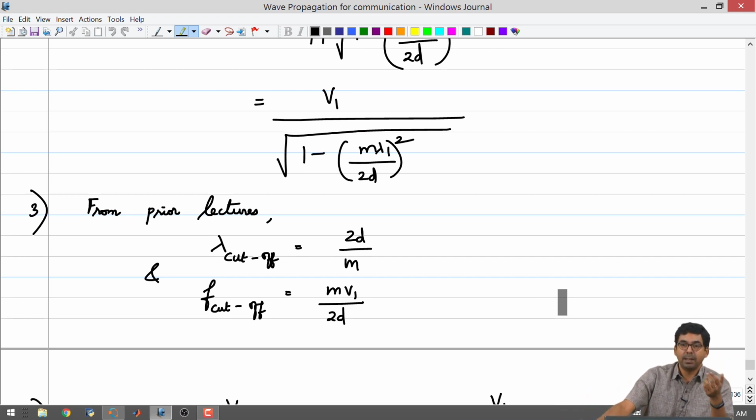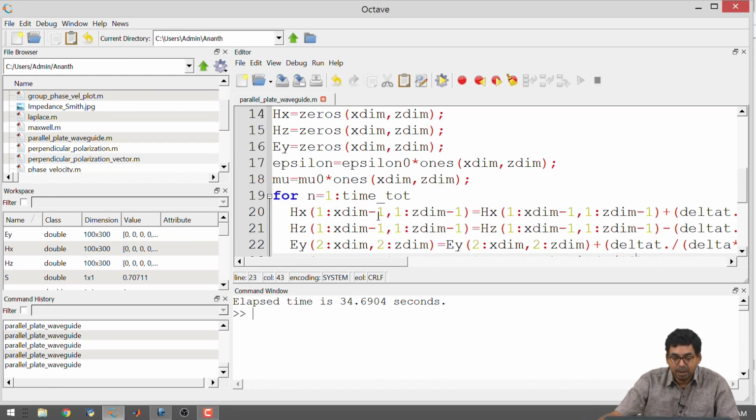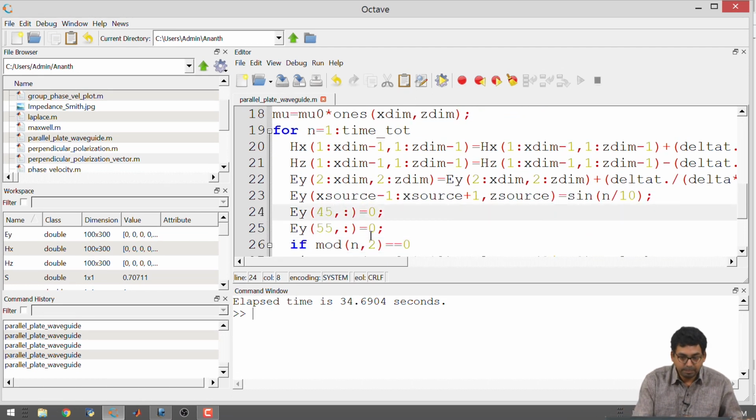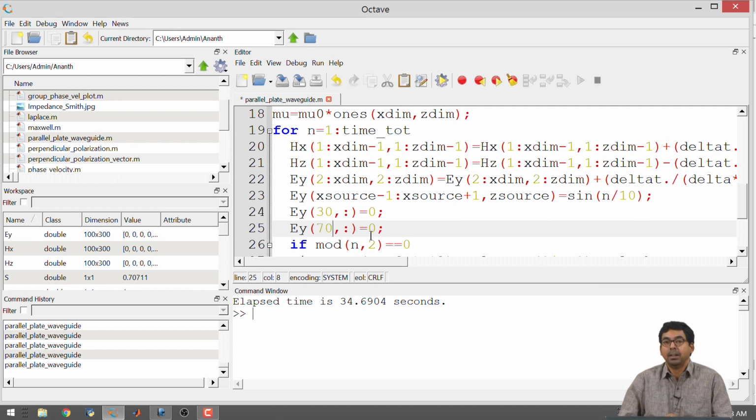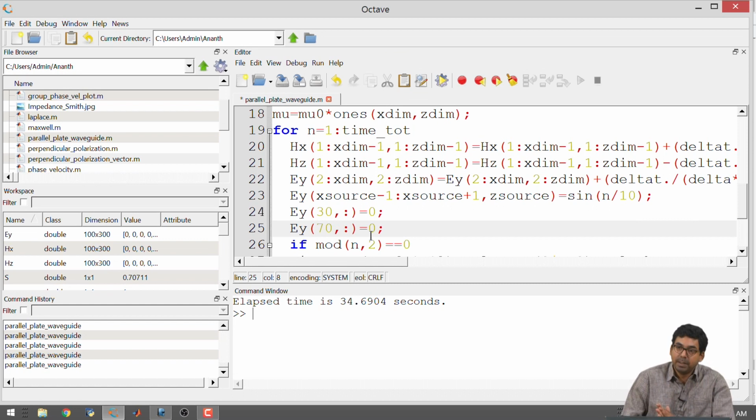For example, in our case sin n by 2 was passing, n by 4 was decaying, and n by 10 was almost not able to pass. Now, what happens if I increase the separation between the two plates? I am going to go to the region and make it 30 and 70. So, the center line is the 50th space coordinate. Now, I am making my waveguide 20 units on the top and 20 units on the bottom, so it has become 40 space units of separation between the two.